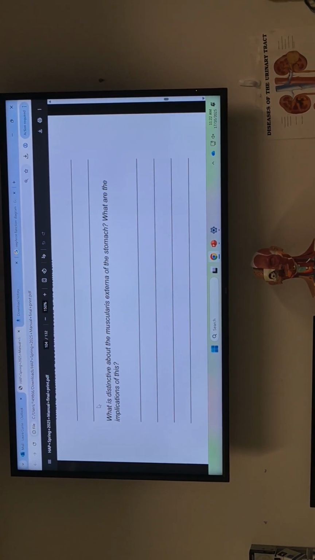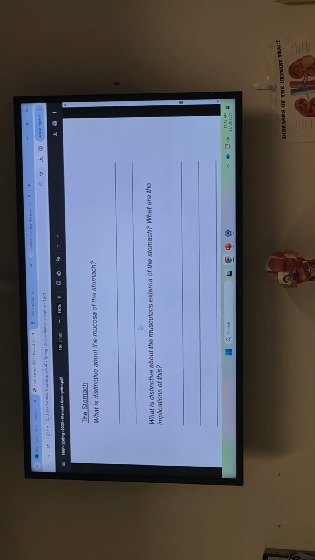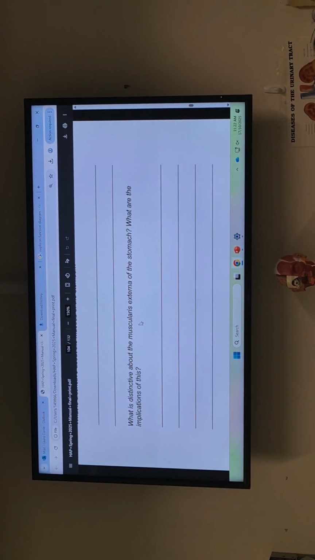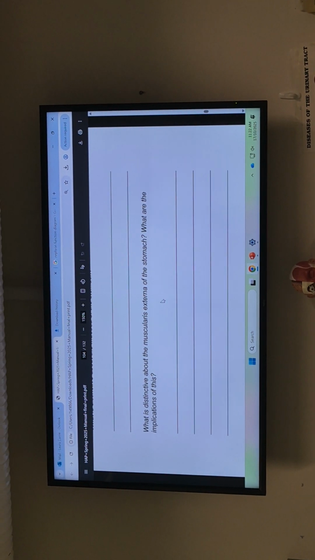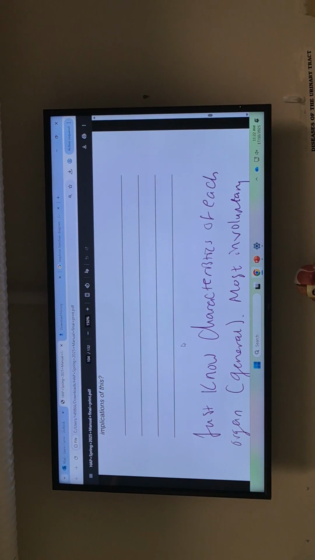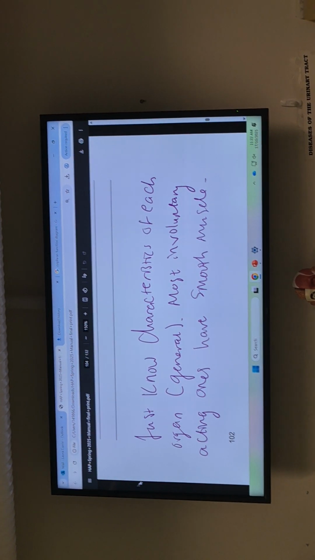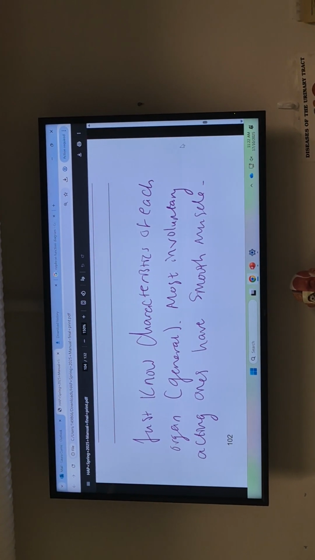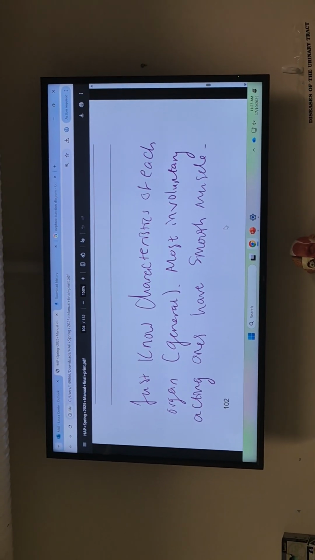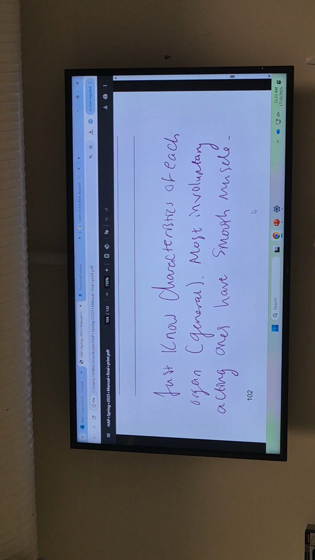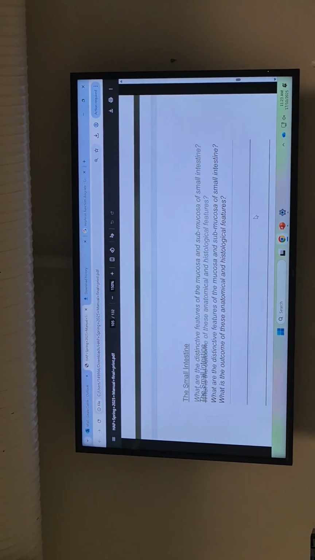The stomach, as I mentioned before, talk about the distinctive parts of the mucosa, and also the muscularis externa. Is there an extra layer in the stomach, and what are the implications of it? As I mentioned before, give the general characteristics of each organ, and most of the ones that are involuntary are lined by smooth muscle. So it's not too complicated.